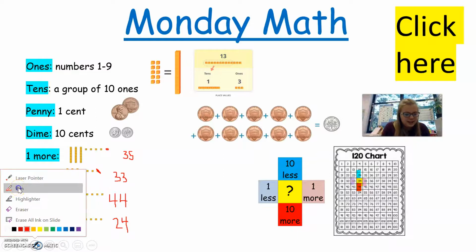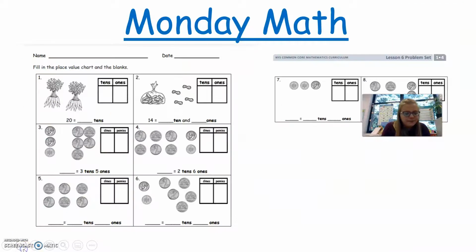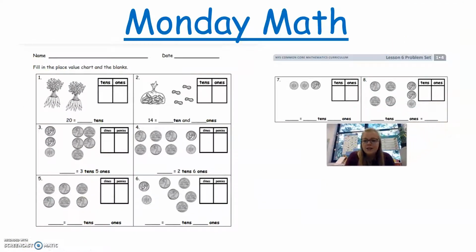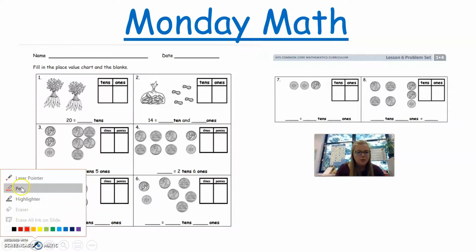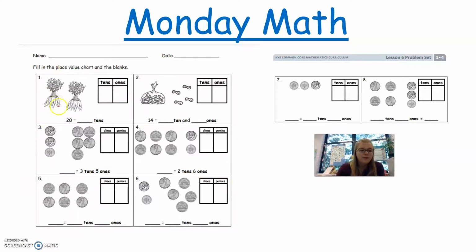Alright, let's see what we're doing today. The first thing you're going to do is these worksheets. These worksheets are going to ask you to fill in a tens and ones map. Okay, just like we did together. So we're going to do a couple together, and then you're going to do the rest on your own.